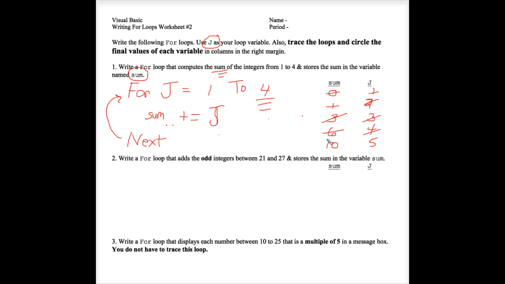So circling our final answers the way Mr. Minnick likes it on a worksheet so he can grade it easily. 10 is the final value of sum. We don't really care about j, but just for the record, it's at 5. Sum is what we worked hard to get. We wanted to add up the numbers 1 plus 2 plus 3 plus 4, and that grand total 10 is indeed the sum, so that's a job well done.